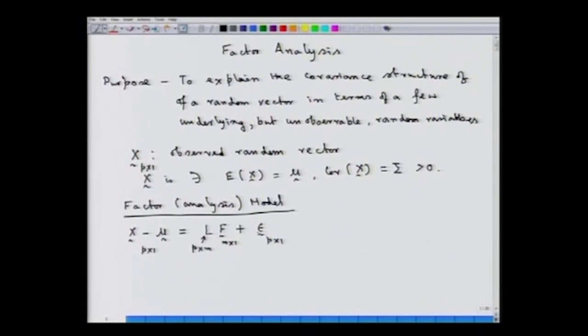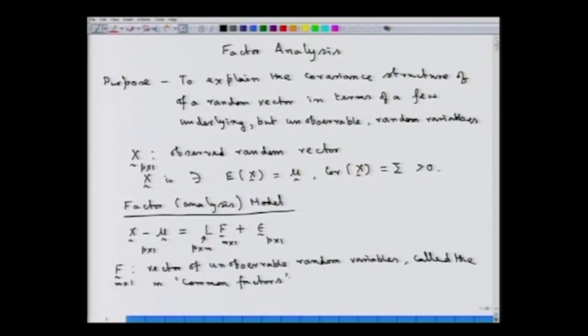Now, what are these quantities L, f and epsilon? These are the terms which define the factor model. Here f is the vector of unobservable random variables, called the m common factors. This is an m by 1 vector. Later on we will put some assumptions on this f vector in order to quantify what sort of random variable that is.